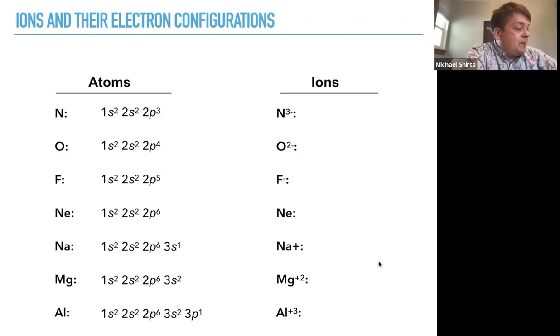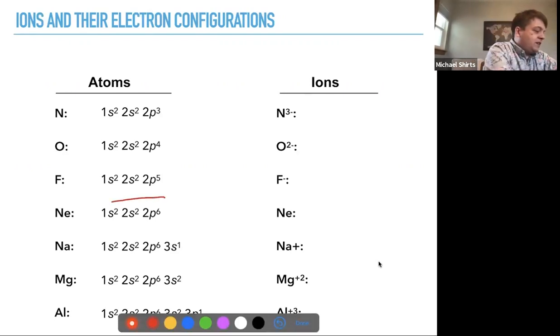We'll get 2 1s, 2 2s, 6 2p. Fluorine, if we add 1 electron again, it'll be that 1 additional 2p electron to get 6 2p electrons. Neon has this electron configuration.